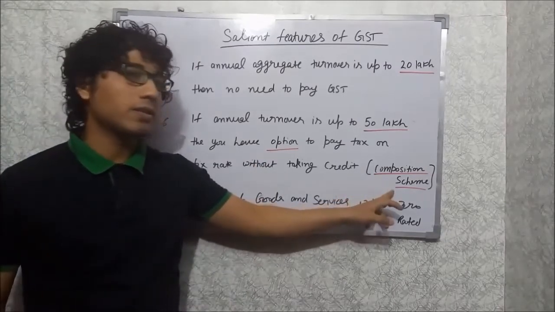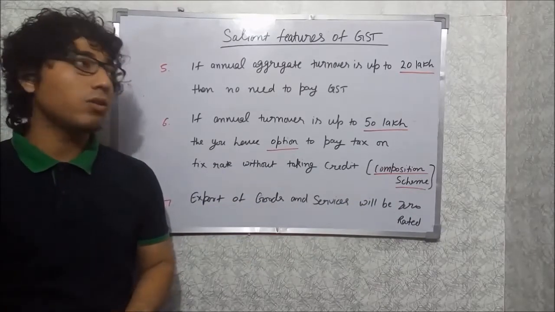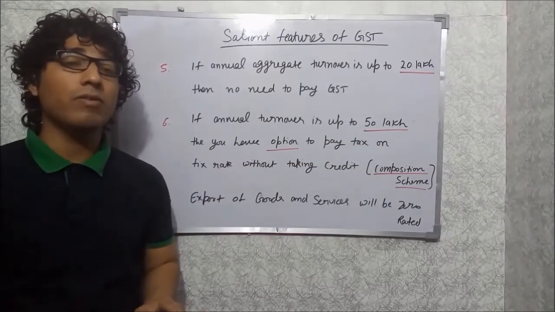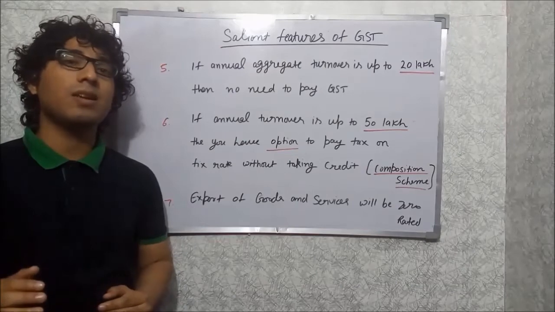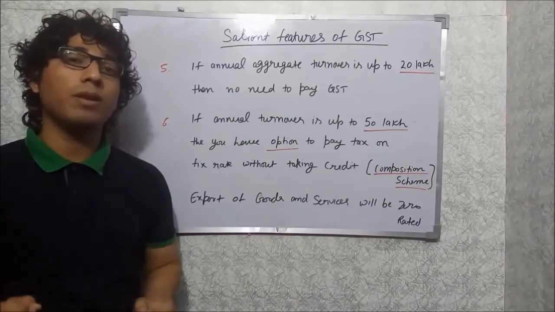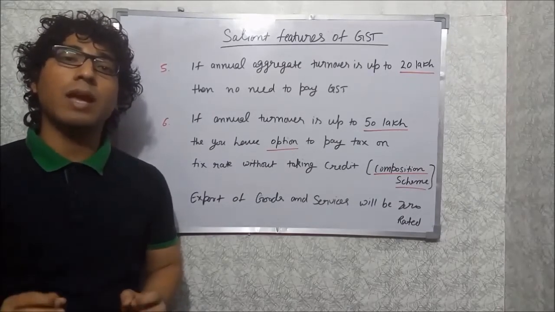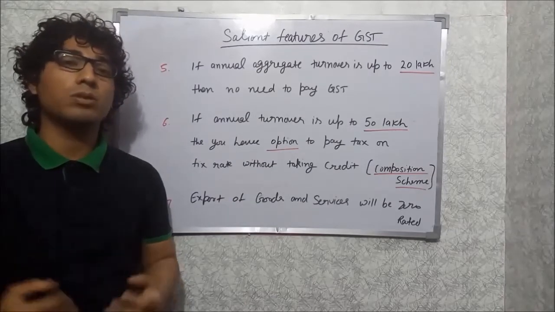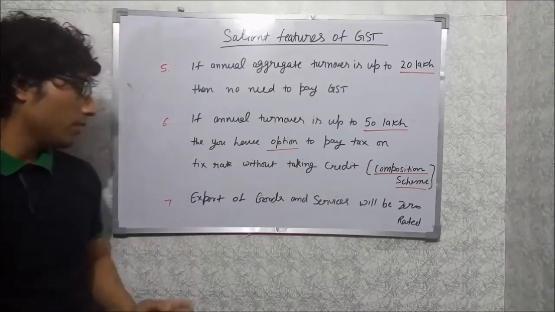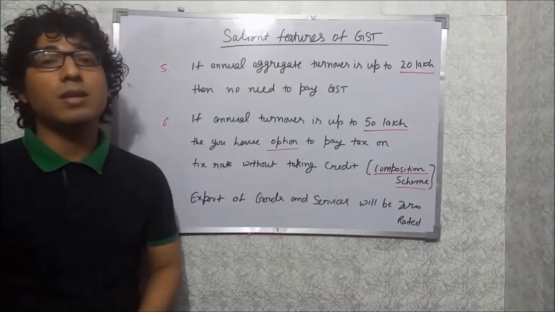That is called the composition scheme. So if you are opting for the composition scheme and you have turnover up to 50 lakh rupees, then you have to charge the flat rate, which will be below the CGST or SGST rate. But in this case, if you opt for the composition scheme, then you are not allowed to take the input tax credit of the inputs which you use for manufacturing or trading of your goods or services. And the export of goods and services will be zero rated under GST.